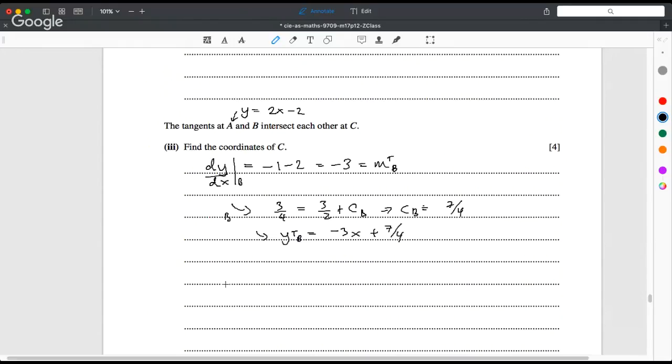Okay, we're almost done. They intersect. This one intersects the other equation at C, so we can set them equal to each other. So we have 2x minus 2 is equal to -3x plus 7/4. And you will see that this gives you an x value of 3/4. And then you plug it back into one of the equations we're looking at, say this one, and you get that y is equal to -1/2.